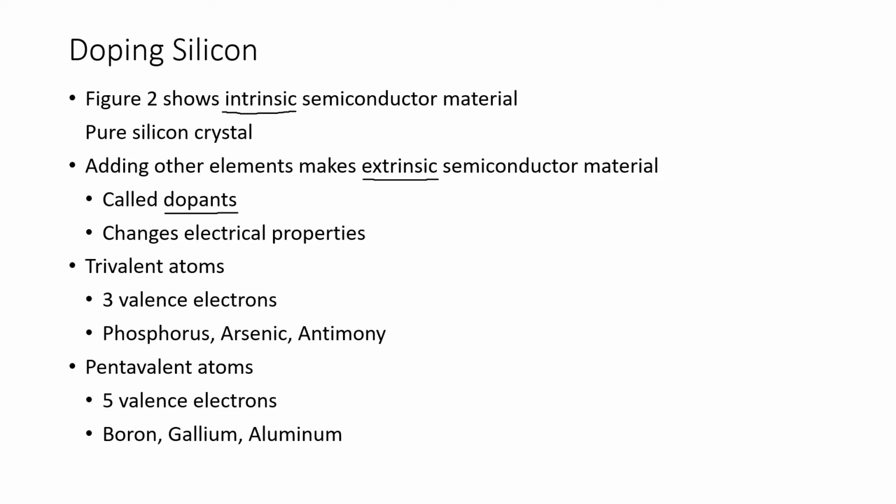Now, these dopants come in two flavors. They are either trivalent atoms, which have 3 valence electrons, and the elements most commonly used are phosphorus, arsenic, and antimony. And these dopants also come in the flavor of pentavalent atoms. And these atoms all have 5 valence electrons. And the most commonly used pentavalent dopants are boron, gallium, and aluminum.